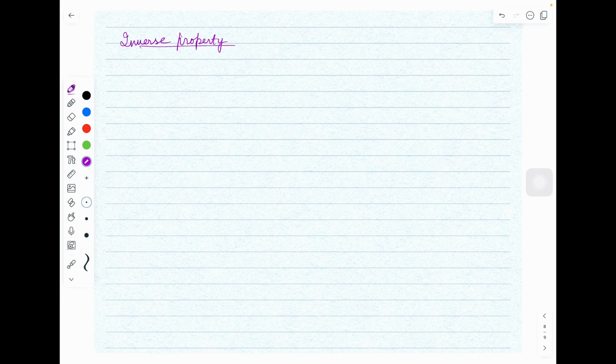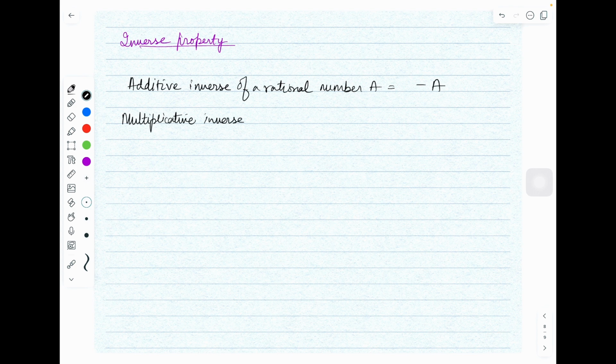Okay, this one is how much? I'm going to write additive inverse of a rational number: A equals to minus of A. Okay, then multiplicative inverse of a rational number A equals to 1 by A. See, what does this mean? Additive inverse of a rational number and multiplicative inverse of a rational number.